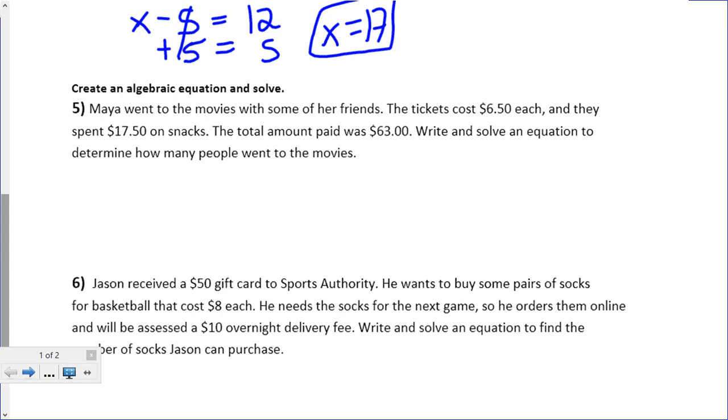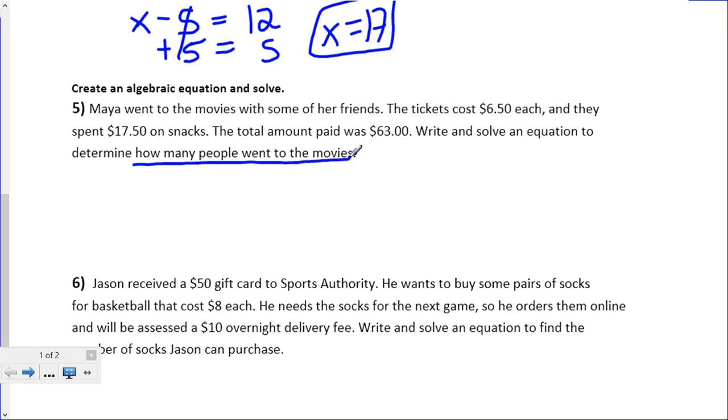Each of the tickets costs $6.50. They also spent $17.50 on snacks. Now, the total amount they paid was $63. You're supposed to write an equation that will tell you how many people went to the movies. So Maya and all her friends. So that's the thing we don't know. We don't know how many people went to the movies. So that's going to be our x.